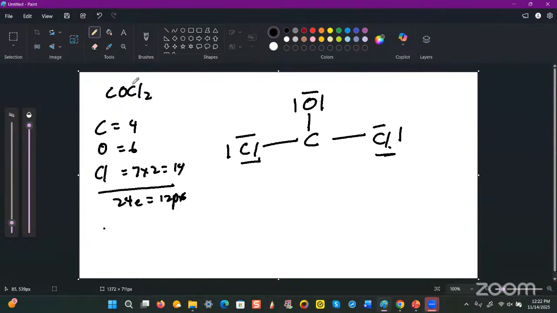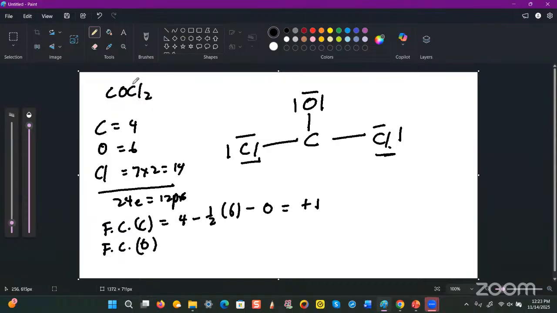So the next step that you should perform is to determine the formal charges of each atom. We do that for the carbon first. According to the formula that I use, it's the group number, which is 4, minus half the number of bonding electrons, which is 2, 4, 6, minus the number of non-bonding electrons, which would be 0. So that would be 4 minus 3, that would be plus 1. In the case of oxygen, that would be the group number, which is 6, minus half the number of bonding electrons, which is 2, minus the number of non-bonding electrons, which is 6. And according to my calculation, that's equal to minus 1.